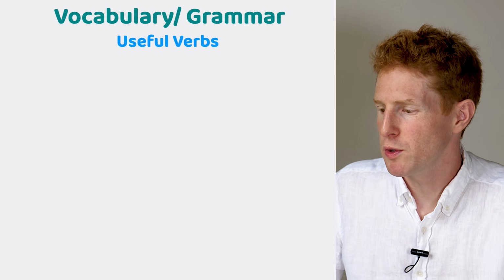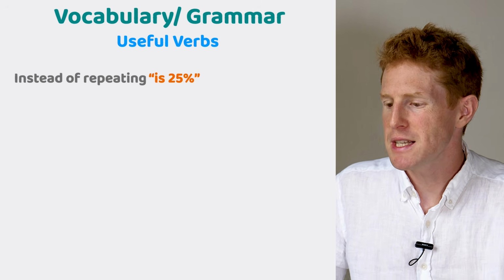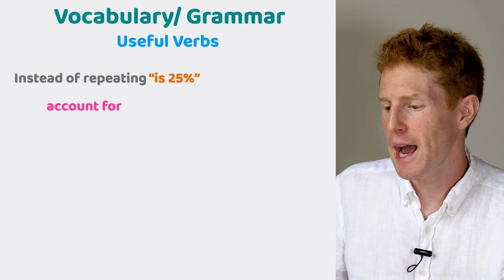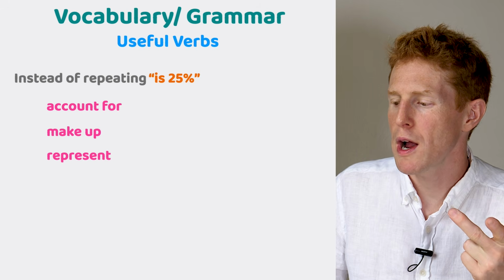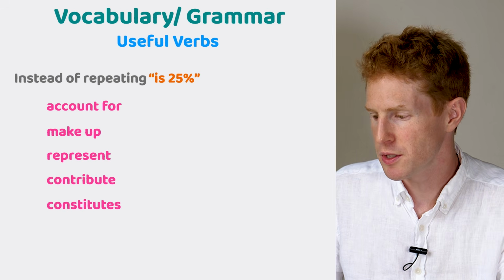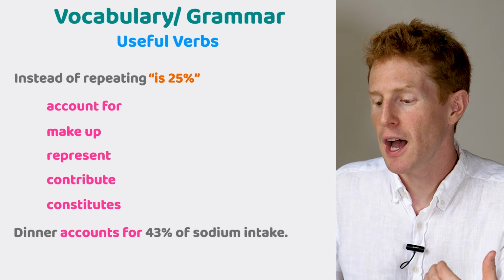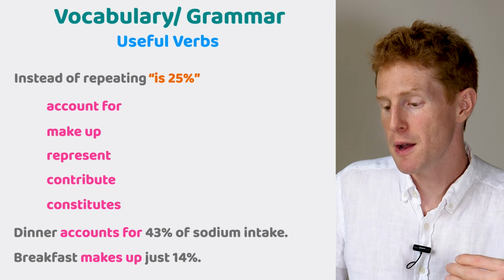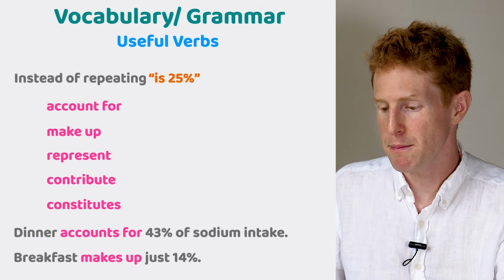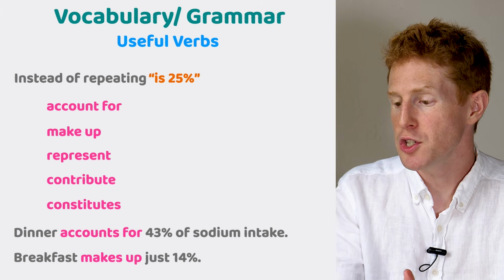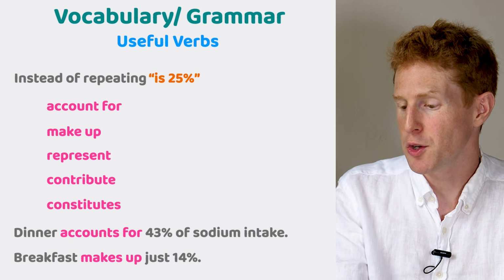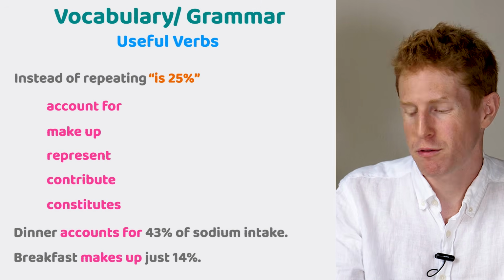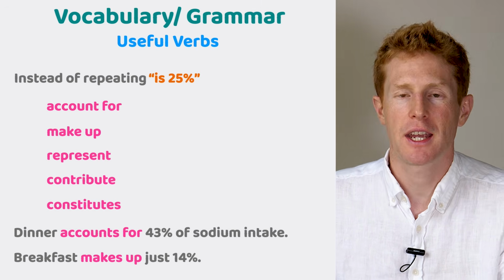First of all, some useful verbs. I said earlier, instead of repeating is 25%, there are certain verbs we can use. Things like account for, make up, represent, contribute, constitute. So we can say things like dinner accounts for 43% of sodium intake. Breakfast makes up just 14%. Do you see how this sounds a lot better than just using the verb be? So dinner is 43% of sodium intake. Accounts for 43% of sodium intake sounds much better.